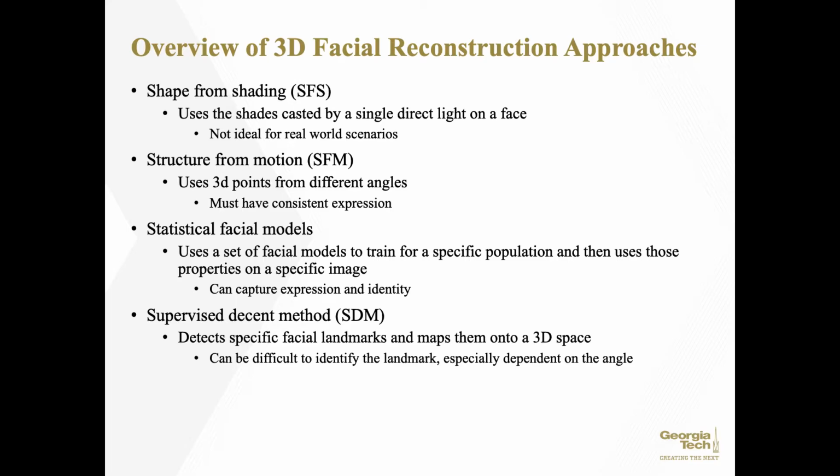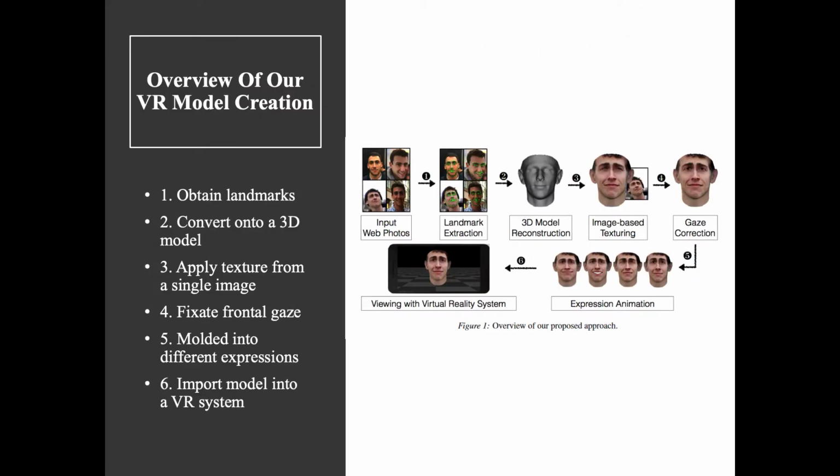But once that is accomplished, you'll have an untextured 3D facial model. Now we can talk about the researcher's specific approach to creating a 3D model. The first one, once you've obtained your collection of photos gathered from their online social media, you can obtain the different landmarks for each individual photo.